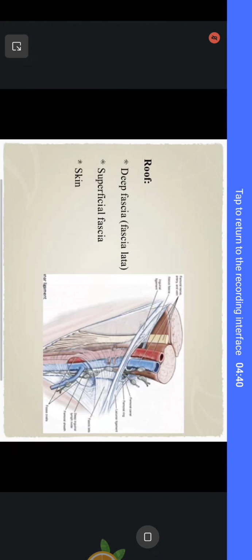Next, in this diagram, can you see a small opening over here where I am focusing the cursor, where a vein is entering through this opening? It is called the cribriform fascia or saphenous opening, which is seen in the upper part of this femoral triangle, where the saphenous vein enters into the femoral vein. So, the roof is formed by skin, superficial fascia, and deep fascia. The deep fascia in this region is also called fascia lata.